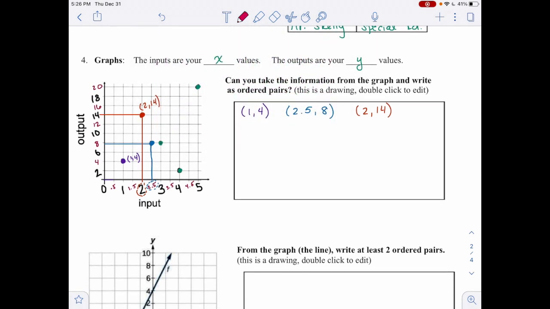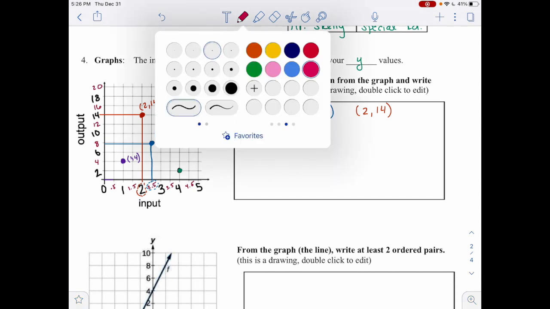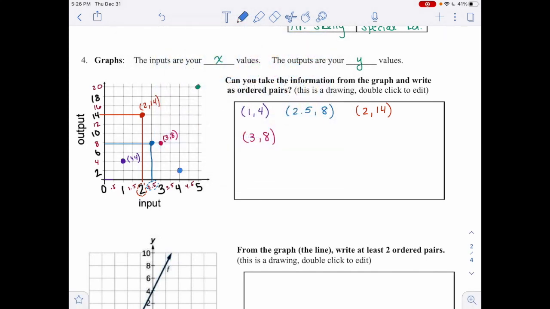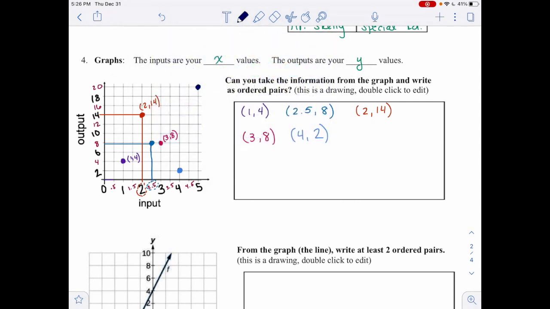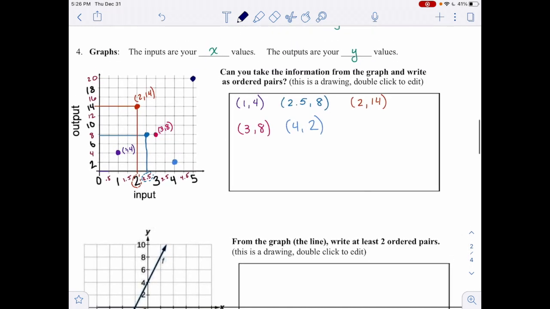Continuing on, there's 3 more points here. Don't miss any of them. This one is 3, 8. We then have this one down here. This one is 4, 2. Careful, it's not 4, 1. Remember, watch that scaling. And then the last one, which is way up here, this is 5, 20. So I've taken all of the points in the information from the graph and I've turned them into ordered pairs.